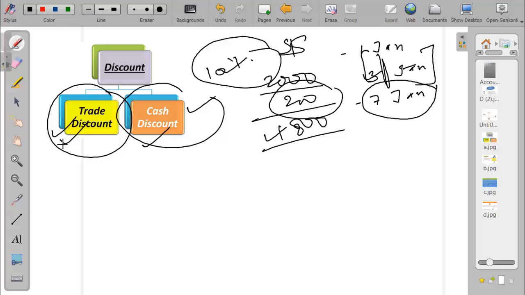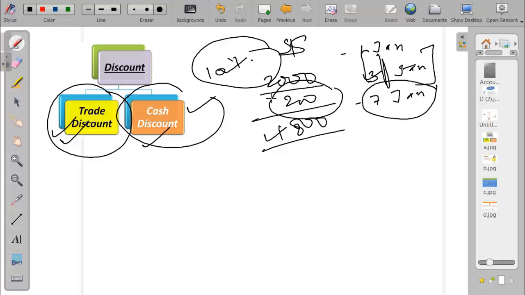The purpose of trade discount is what? To motivate the customer to buy the goods. And here I am offering you cash discount of 200. And the purpose is what? Just to get money from you within 1 week. This is the purpose. Okay?